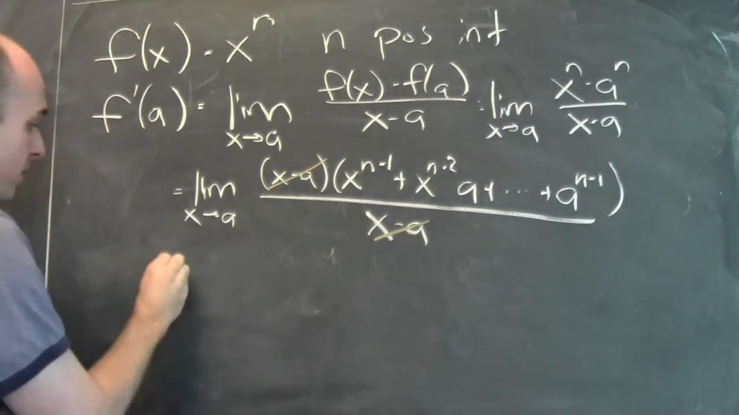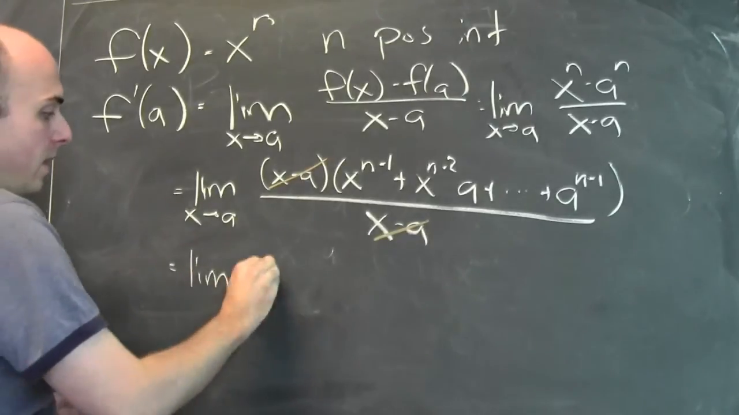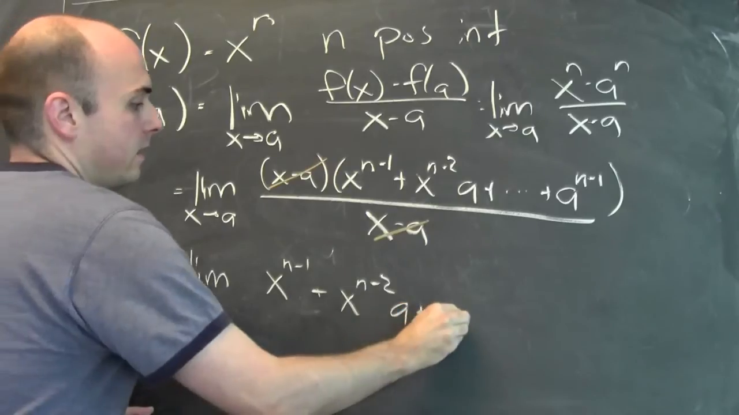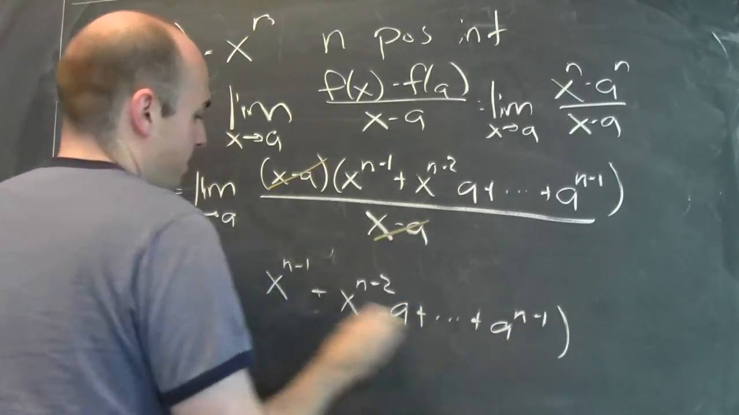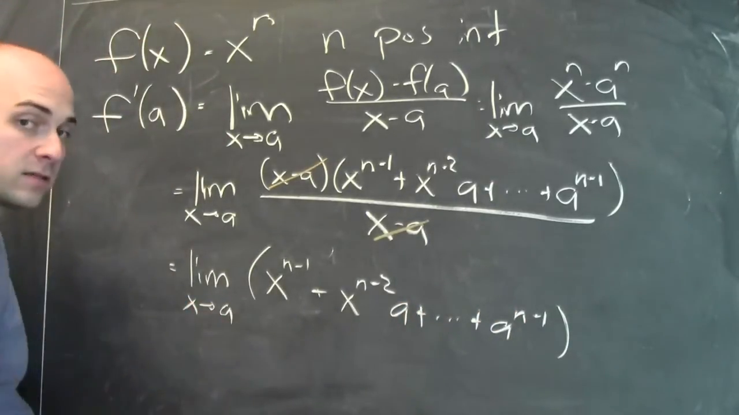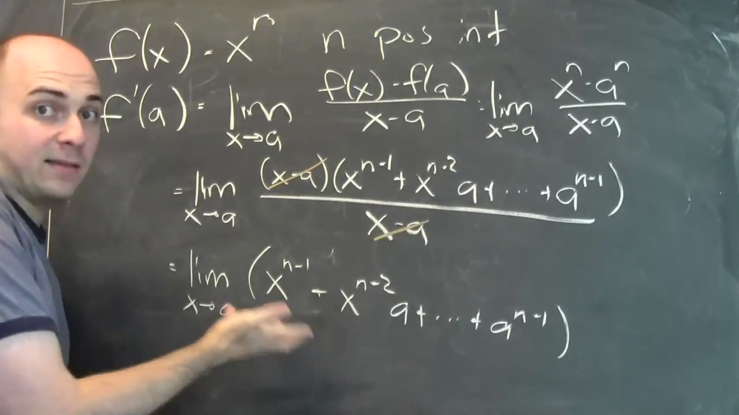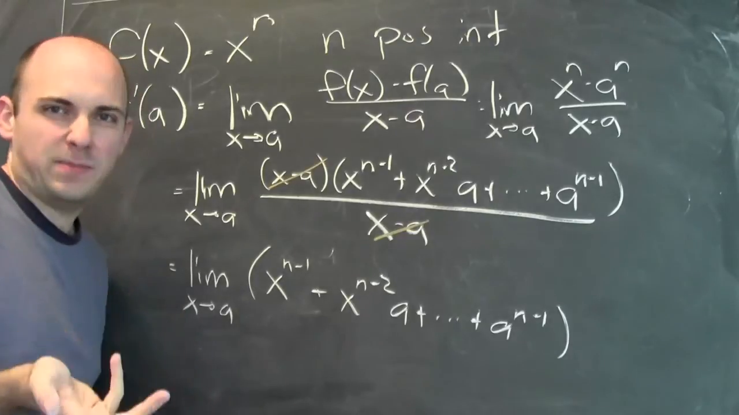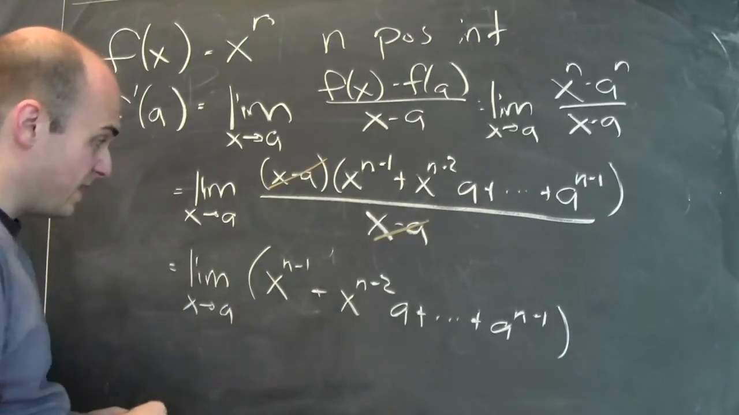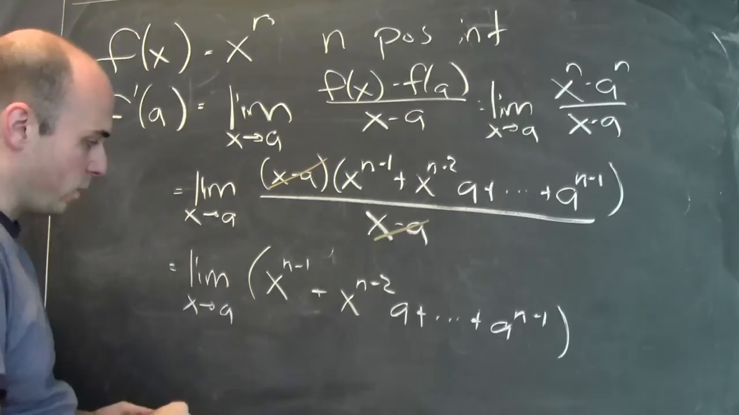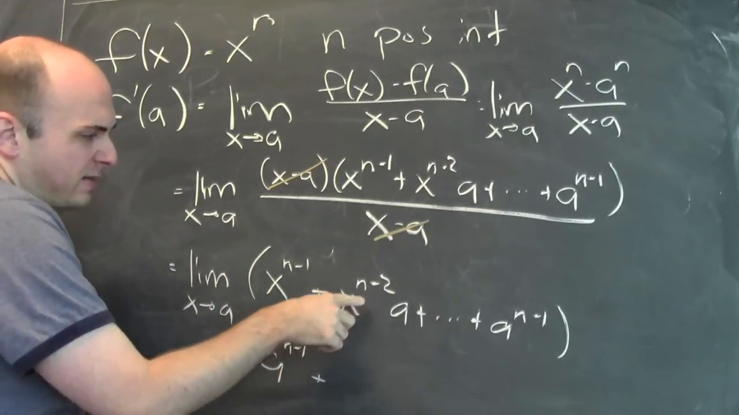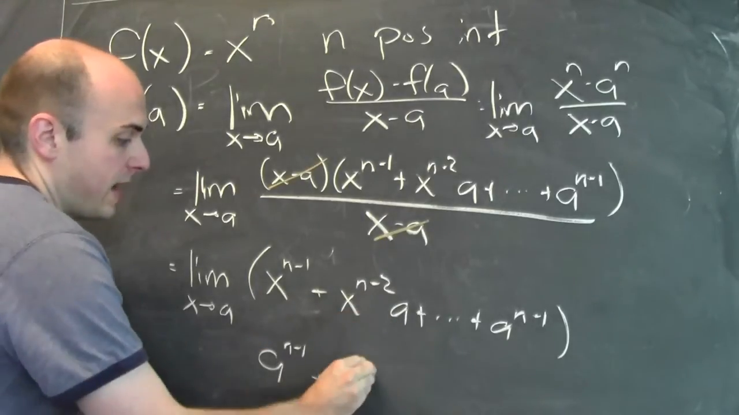What I'm left with is the limit of x to the n minus 1 plus x to the n minus 2 a all the way down to a to the n minus 1, as x goes to a. Now, what is that limit? Well, it's a limit of a sum, right? And the limit of a sum is the sum of the limits. So this is the same as the limit of x to the n minus 1, which is a to the n minus 1, plus the limit of x to the n minus 2 a, which is a to the n minus 1.